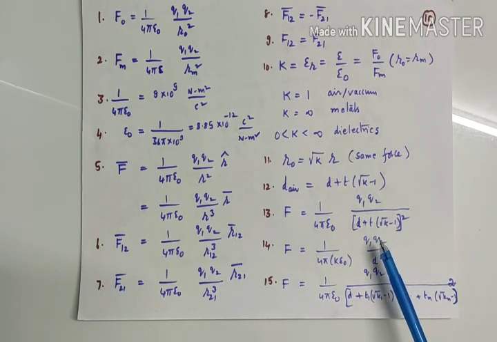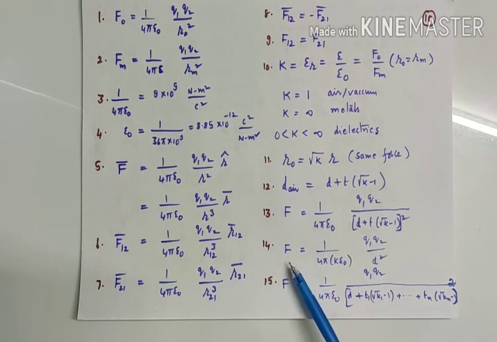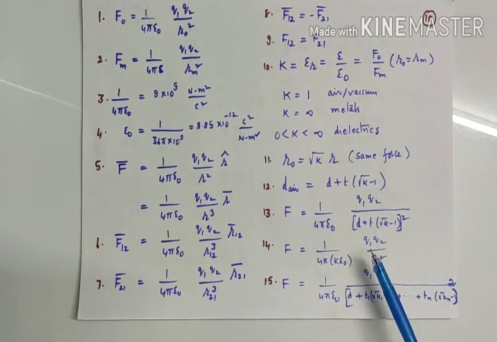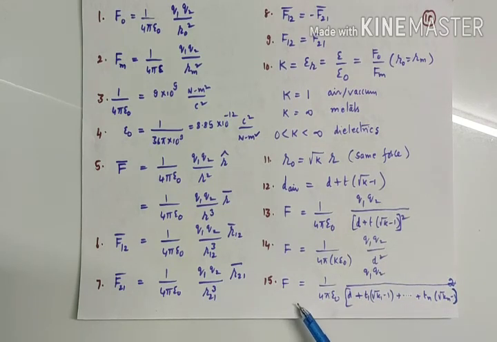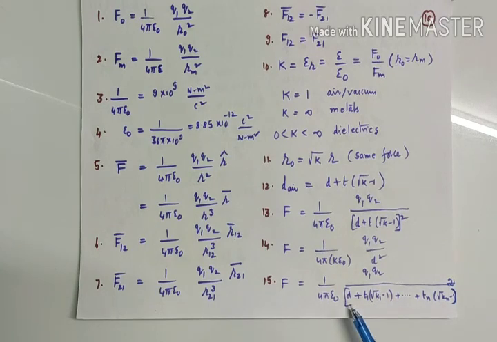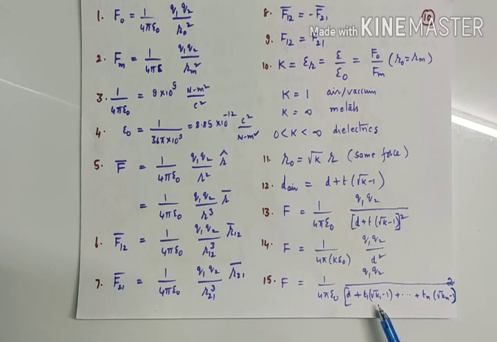When the entire distance between the charges is filled with a dielectric medium, then the force between the charges F is equal to 1 by 4 pi K epsilon naught into q1 q2 divided by d square. When a number of slabs having different dielectric constants and different thicknesses are present, then the force between the charges F is equal to 1 by 4 pi epsilon naught q1 q2 divided by [d plus t1 into root k1 minus 1 up to so on tn into root kn minus 1] whole square.